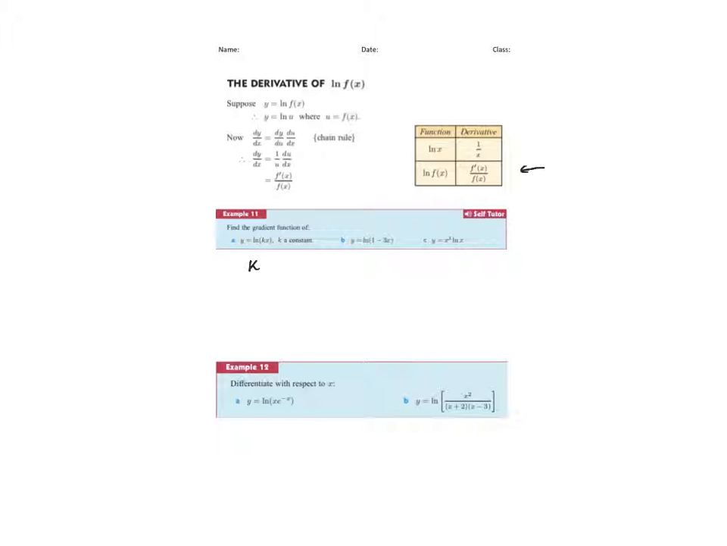So we have kx, and remember, one of the rules, the constant multiple rule, I believe, says that if we have a constant being multiplied by a function, the derivative is just the constant times the derivative of that function, right? So if f of x is equal to kx, then f prime x is just equal to what? K, right? And then we just follow the rule that says take that derivative, divide that by the original function.